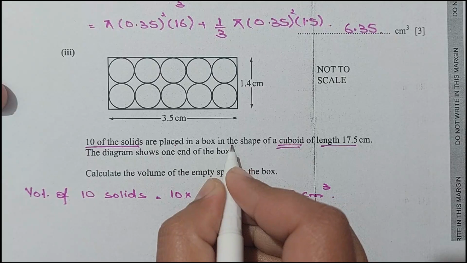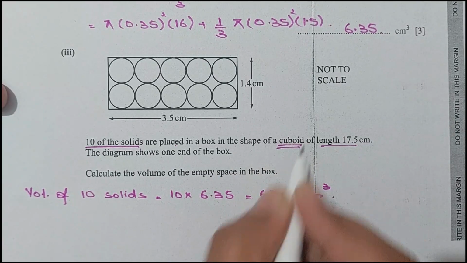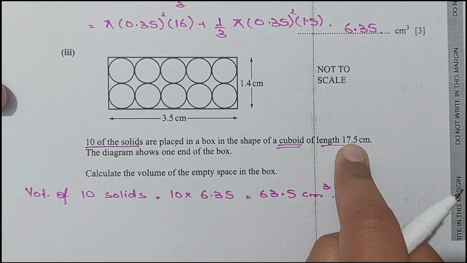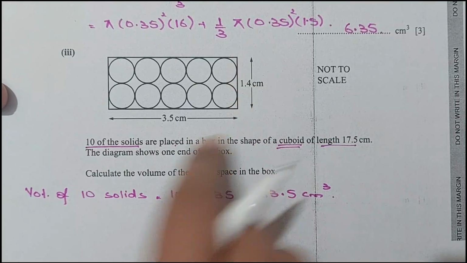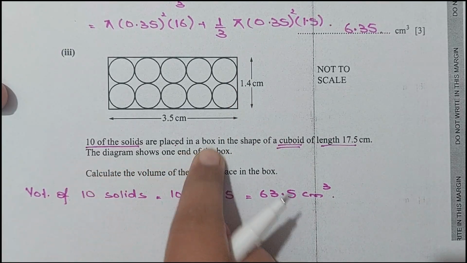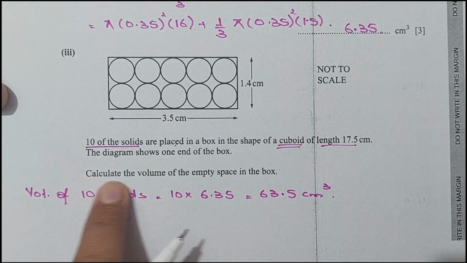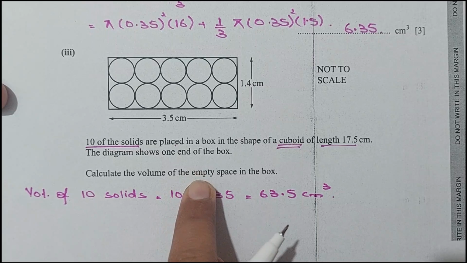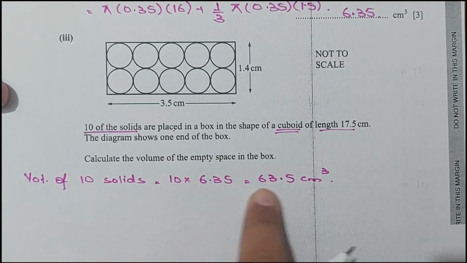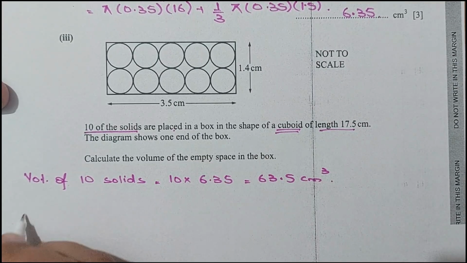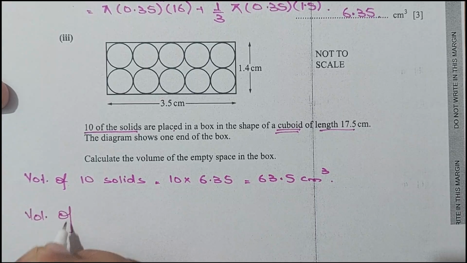They are placed in the box in the shape of a cuboid. The box is the shape of a cuboid. The length of cuboid is this. We have the width and the height of the cuboid. The diagram shows one end of the box. Find the volume of the empty space in the box. This is a volume of 10 solids, right? And what is the volume of cuboid?